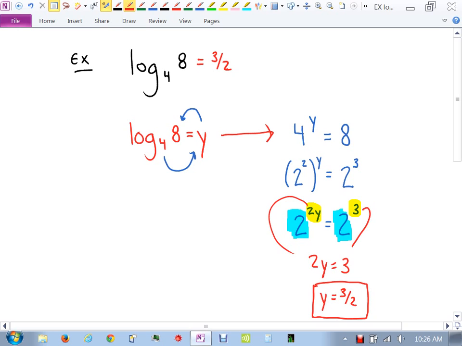So if you'd like to know what I would have to raise 4 to in order to get 8, I would have to raise 4 to 3/2. And if you don't believe it, what is 3/2? Isn't that 1.5? If you don't believe it, take 4 on your calculator, raise it to the 1.5, and what do you get? You'll get 8. Okay?